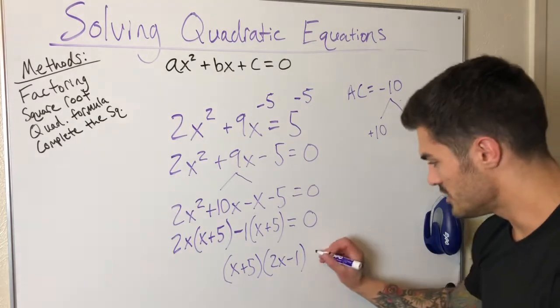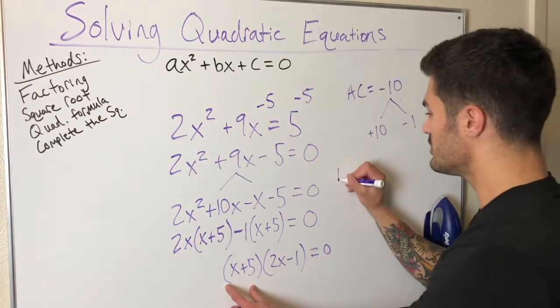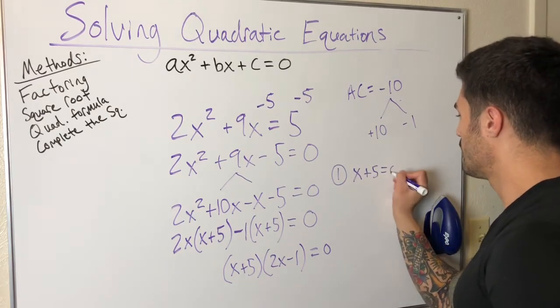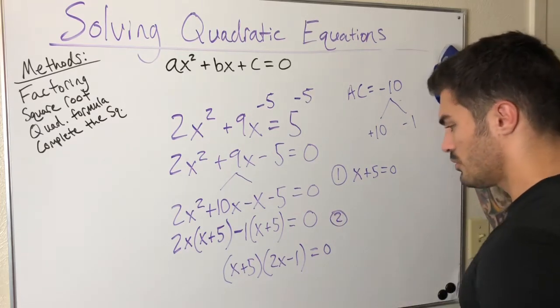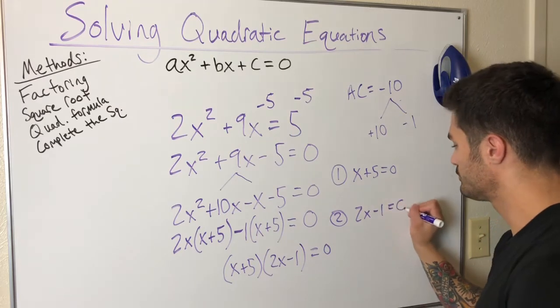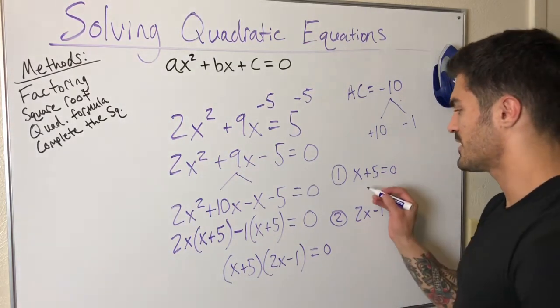So, all right, this equals 0. That means I set x plus 5 equal to 0. So I'll have equation 1, x plus 5 equals 0. Equation 2, what do I have here? 2x minus 1 equals 0. So now I solve each one of these for x, and then those are my two solutions for x.